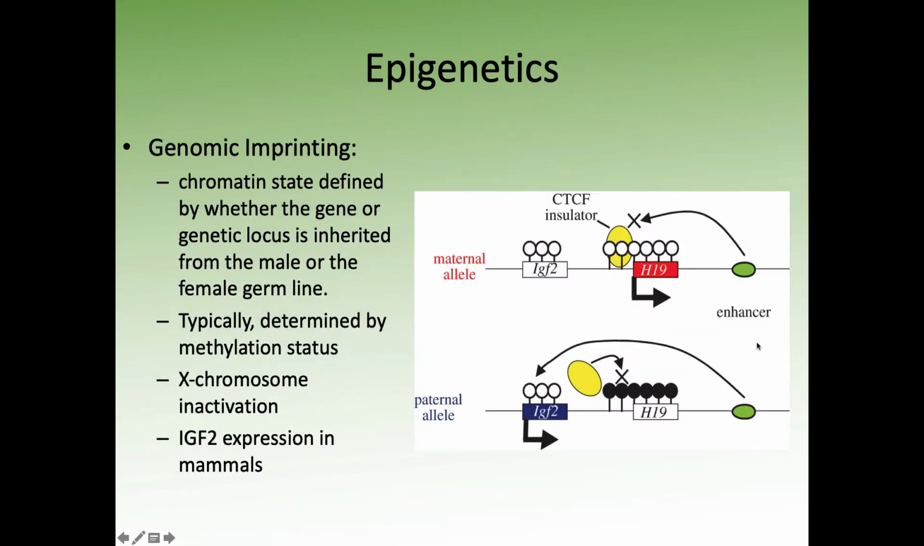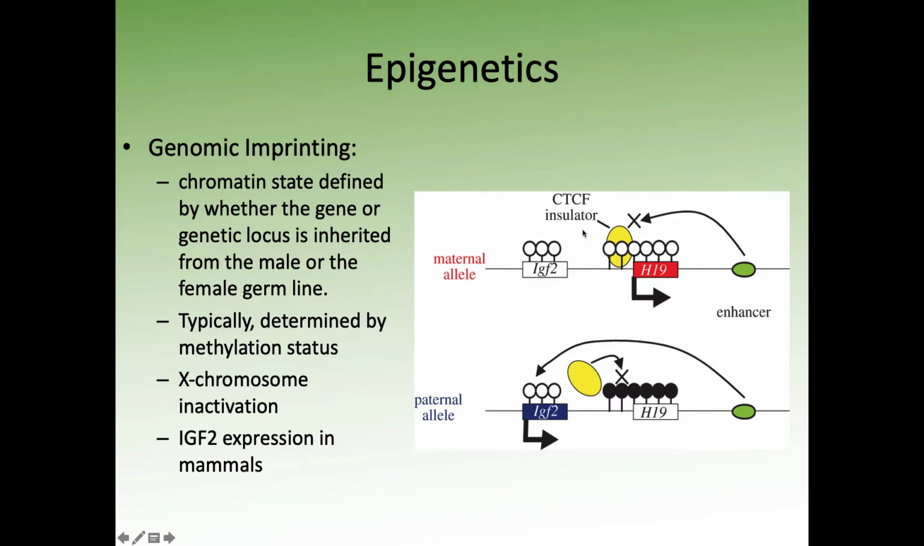The classic example of genomic imprinting is the IGF2 locus. In the IGF2 locus in mammals, we see a difference in methylation patterns depending upon whether you're looking at the chromosome inherited from the mother versus the father, right? On the maternal allele, we have a region just past IGF2 where there could be methylation, but there is none.